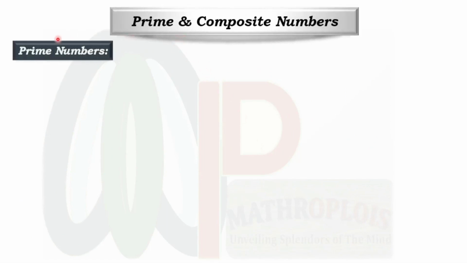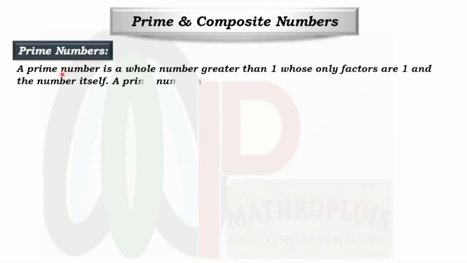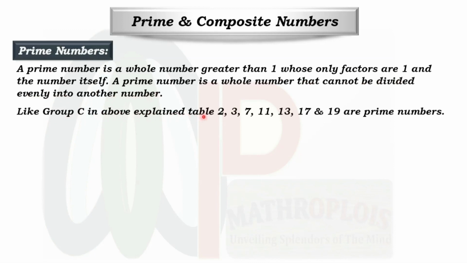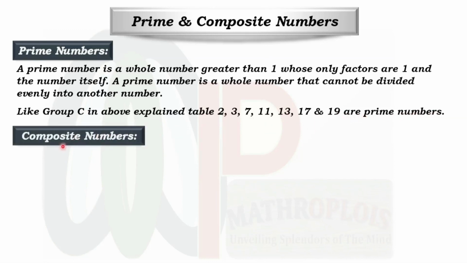What are prime numbers? A prime number is a whole number greater than 1 whose only factors are 1 and the number itself. A prime number is a whole number that cannot be divided evenly by another number. Like group C in the above explained table: 2, 3, 7, 11, 13, 17 and 19 are prime numbers.